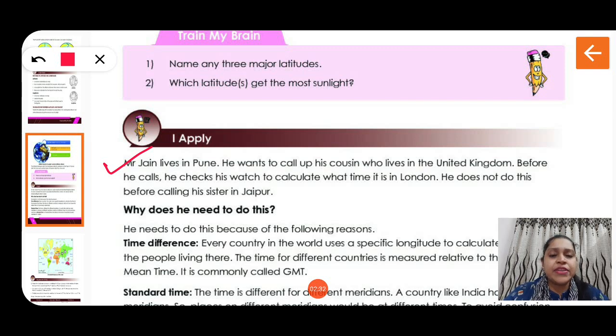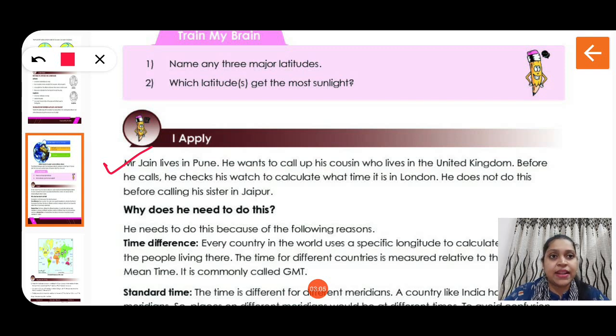Now, a very interesting example is given, children, of Mr. Jain who lives in Pune. Where is Pune? Pune is in Maharashtra. And he wants to call up his cousin who lives in the United Kingdom. Before he calls his cousin, he checks his watch to calculate what time it is in London. Okay, children?